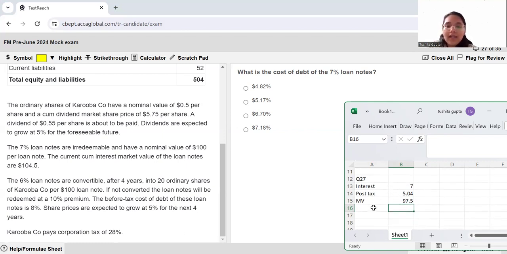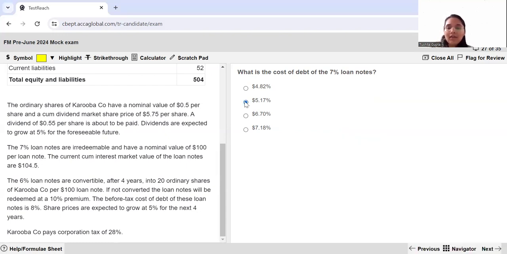Now I just need to find out my cost of debt, which is post-tax. So it's nothing but I divided by your market value. So I over here is 5.04. Divide this by your market value of 97.5 and you will have 5.17% as your answer.